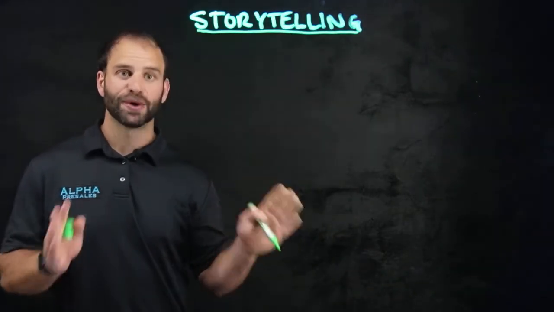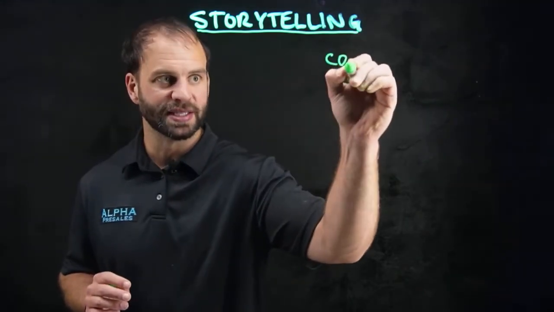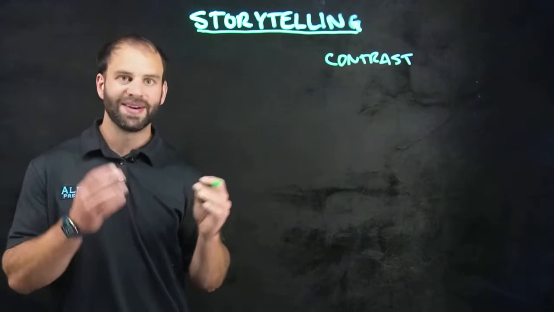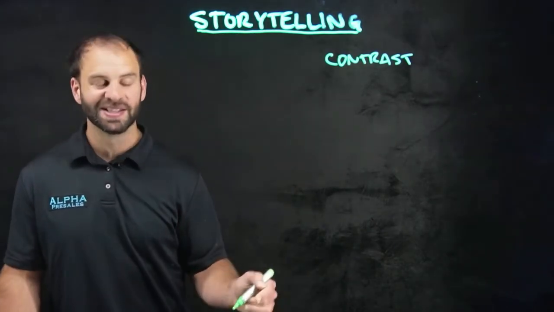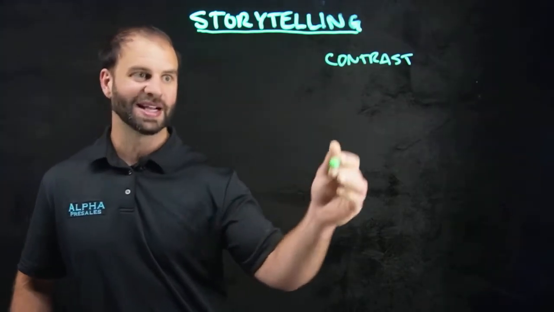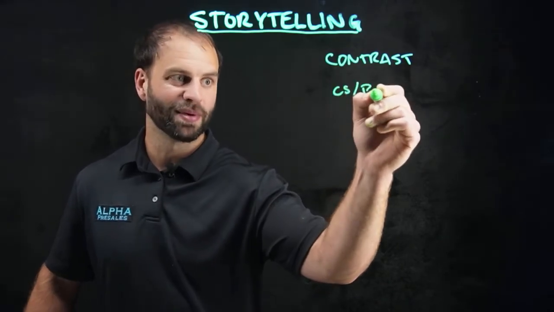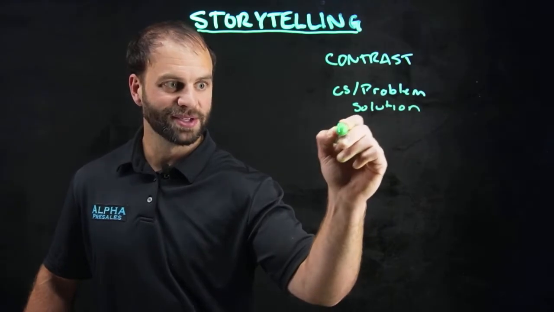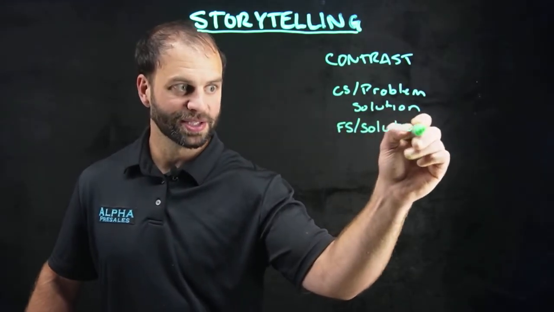So a lot of folks mess up storytelling because they don't get this idea of contrast. All right, they tell improv stories, or they tell Disney stories, or they tell whatever stories, and they're not good for sales. So in sales, the most important thing about your story is the contrast, and it's the current state or the problem, and then you wedge your solution right here, and then you get into a future state or solution. Now let's talk about how this looks.